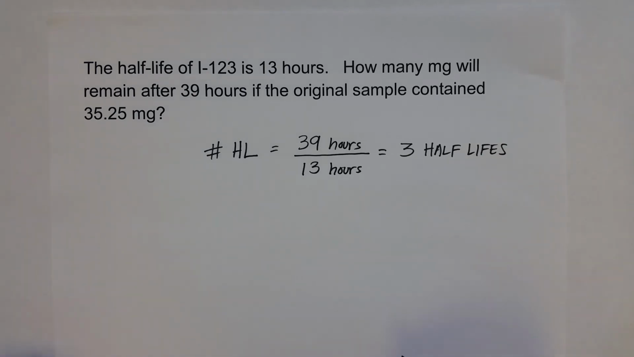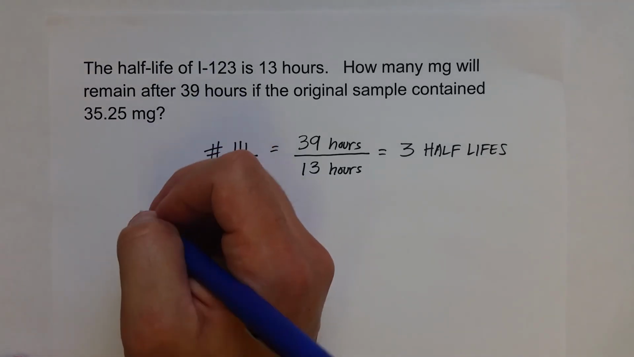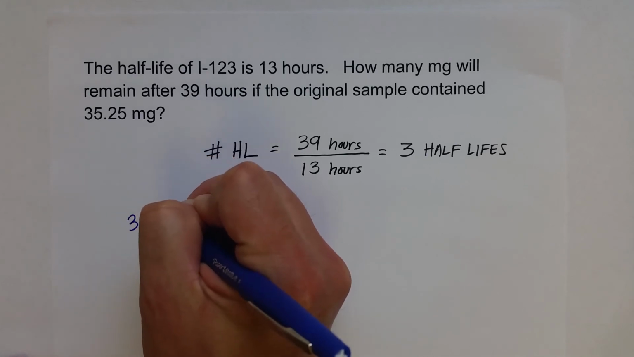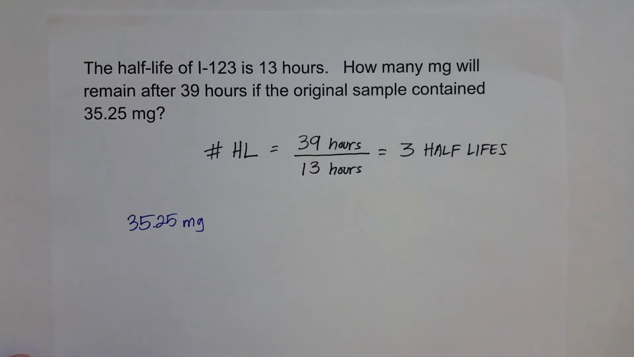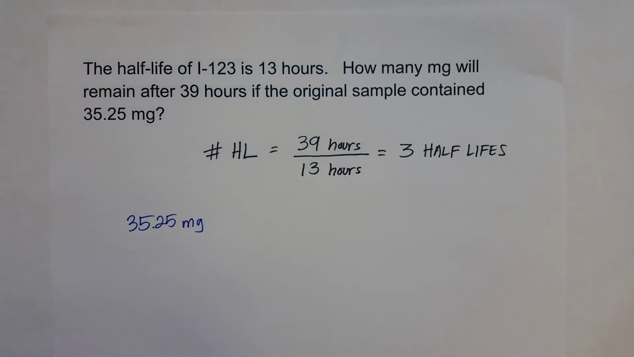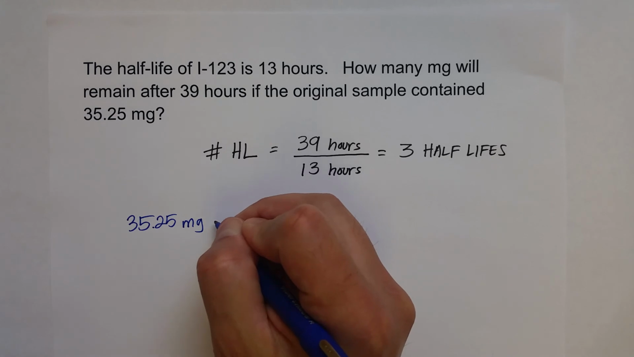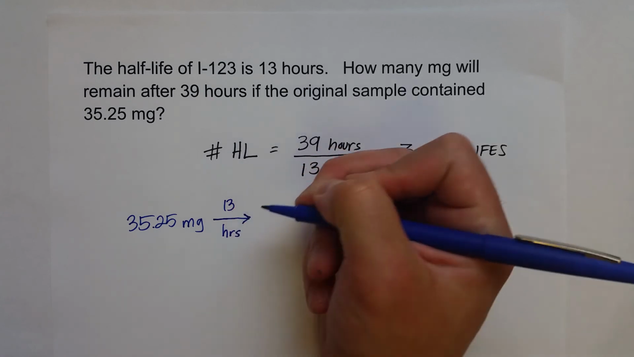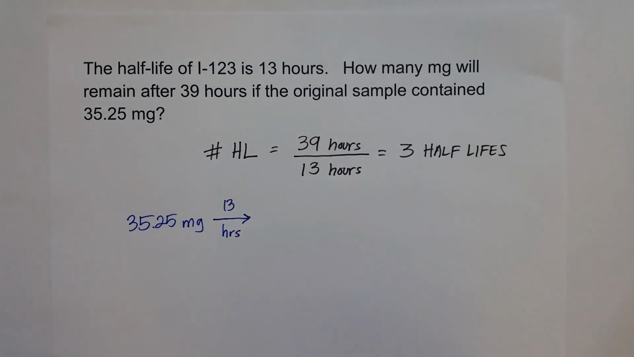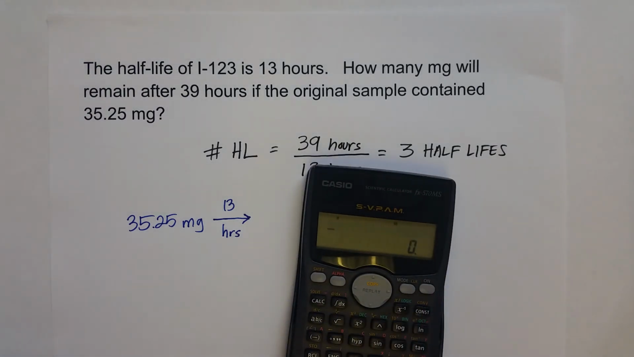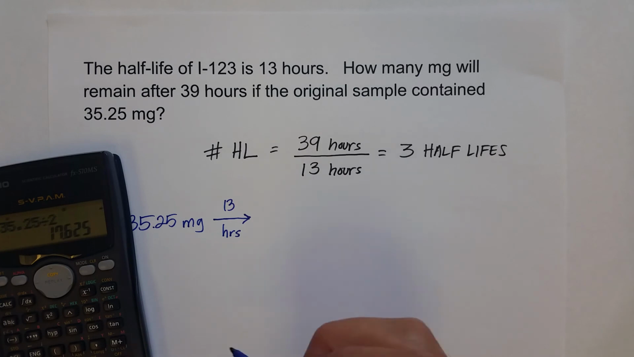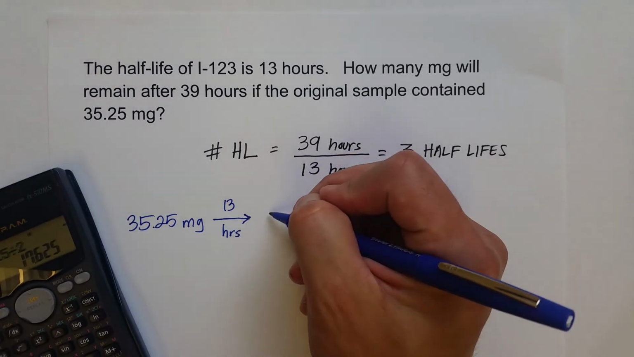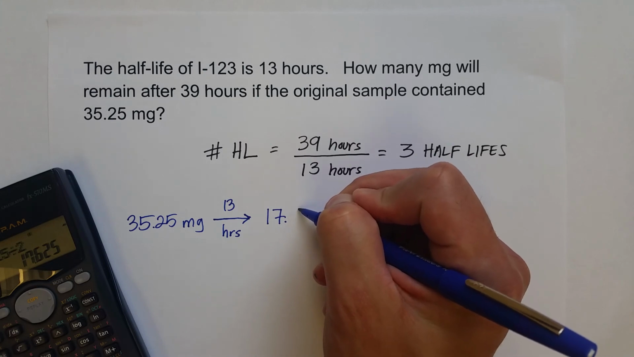So we can do this in a couple of different ways. One very straightforward approach is to calculate how much radioactive isotope would be left after each half-life. So if we start with the first half-life, say 13 hours has passed, how much of that original 35.25 milligram sample do we have left? Well, we can just calculate that by dividing 35.25 by 2, and that will give us 17.625. But with 4 significant figures, we'll have to cut that off to 17.63.